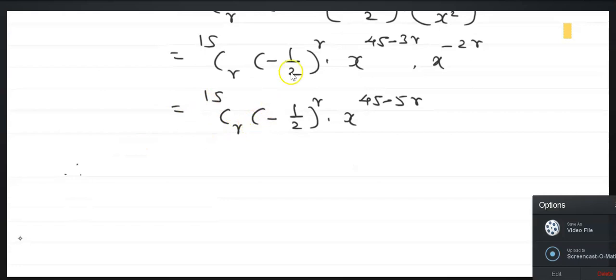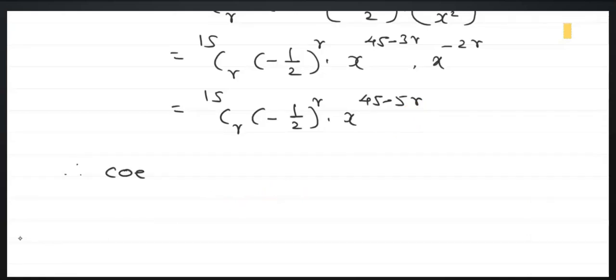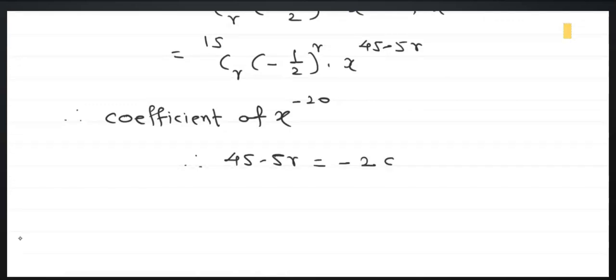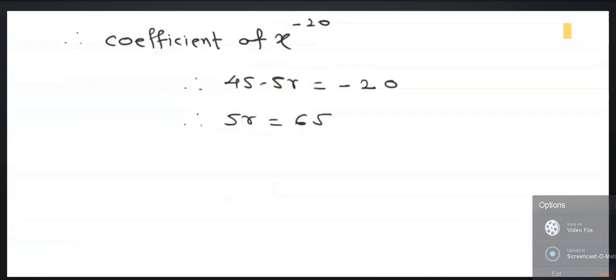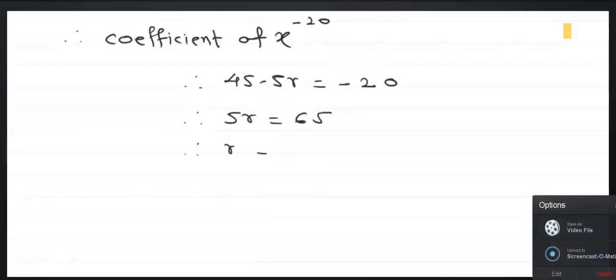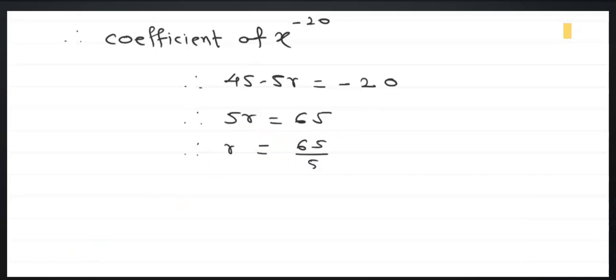Therefore, 15Cr (minus 1/2)^r x^(45 minus 5r). And after the calculations, you will get the coefficient of x^(minus 20), that is 45 minus 5r equals minus 20. Now calculate this. Therefore 45 minus 5r equals minus 20. Therefore 5r equals 65. Therefore r equals 13.